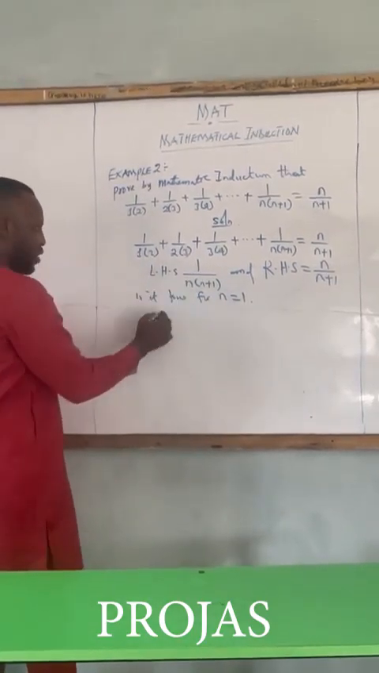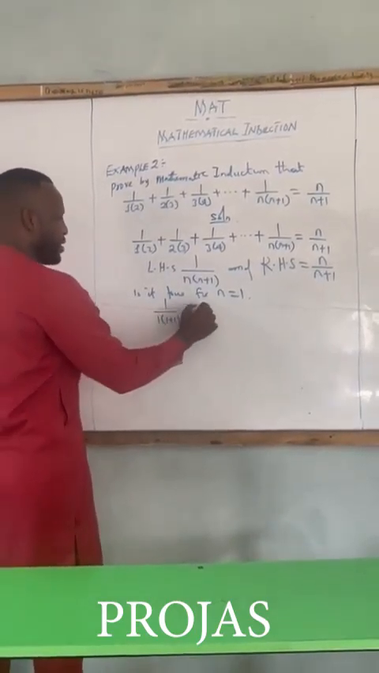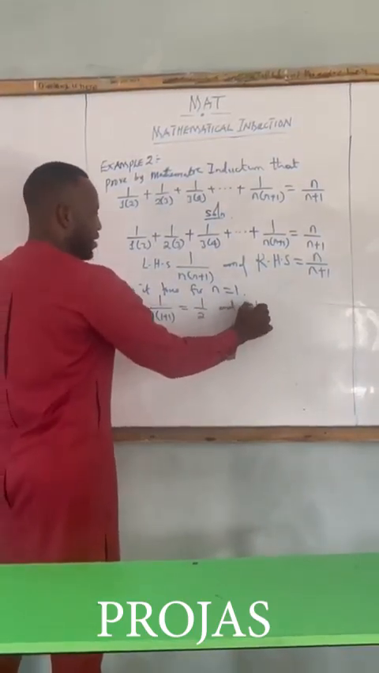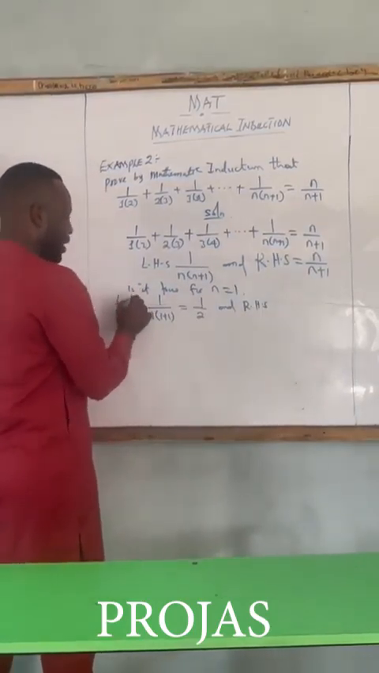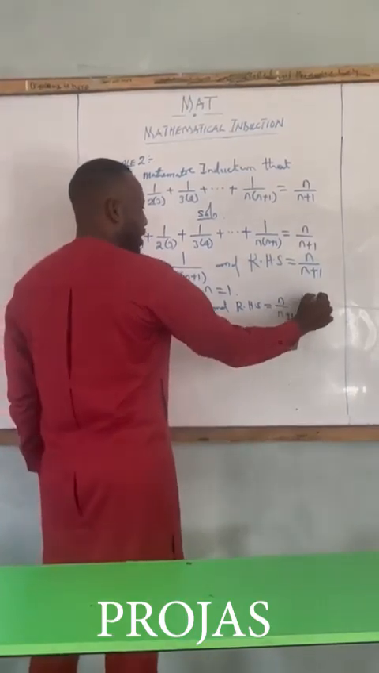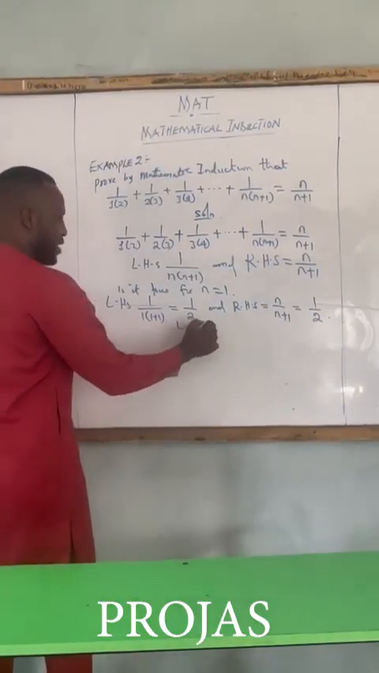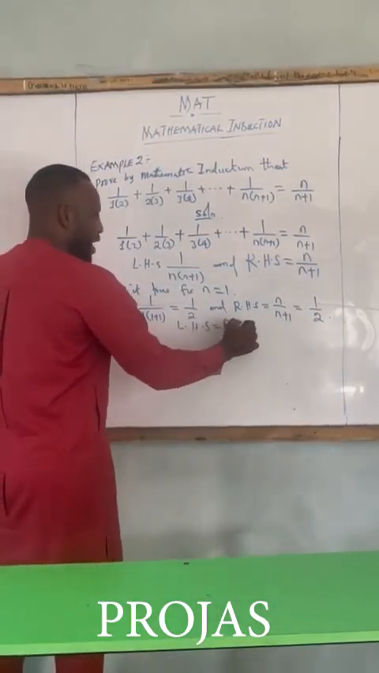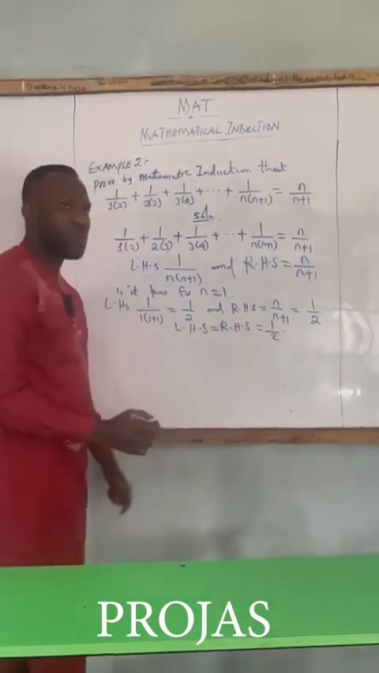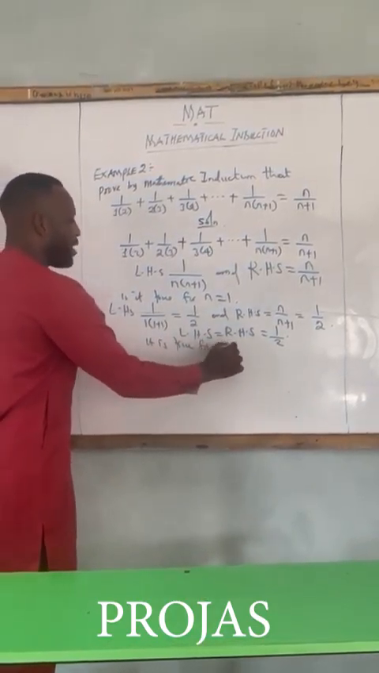So the left hand side of this mathematical statement will be 1 over 1 into 1 plus 1, and that is 1 over 2. And the right hand side is equal to n over n plus 1, which is the same thing as 1 over 2. So since the left hand side is equal to the right hand side, which is equal to 1 over 2, we say that it is true for n equals 1.